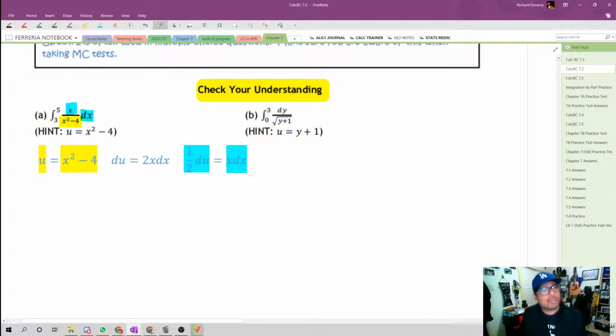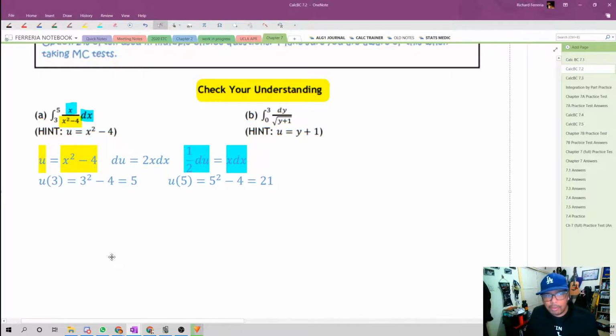Making our u substitution, we know that if u is equal to x squared minus 4, du is going to be 2x dx. To make this substitution easier, I'm going to say that x dx is 1/2 du using some simple algebra. Substituting for those upper and lower limits, when x equals 3, the lower limit, u is going to be 3 squared minus 4, which is 5. And when x equals 5, the upper limit, u is going to be 5 squared minus 4, which is 21. So we're ready to make a complete substitution into this problem.